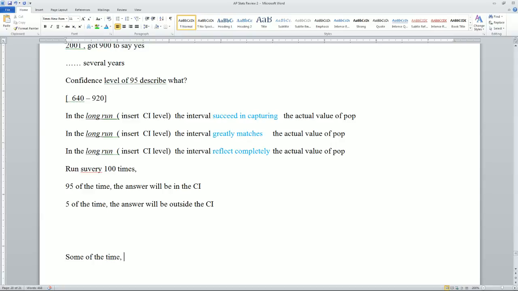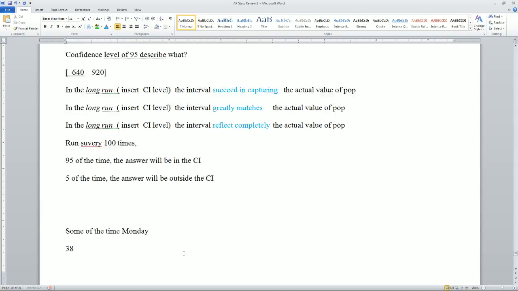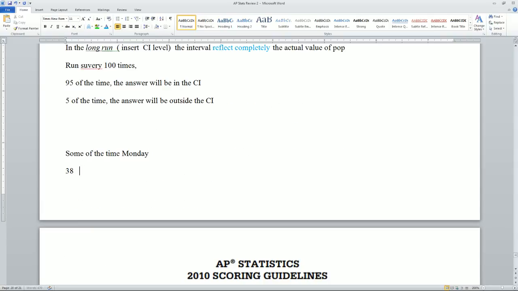Less than or greater than. Yeah, so give me some values. 38 to 44. Sometimes, like let's say you wrote it on a Monday and it was really 38. Then the next day you did it and it was really 41, blah blah blah, 40, and so on.